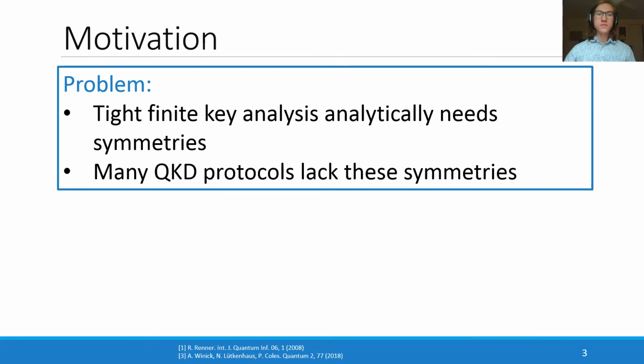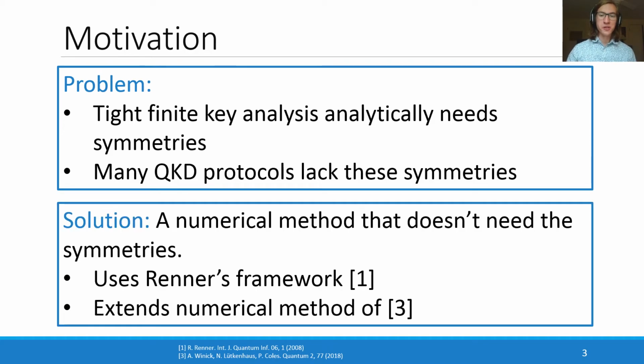So the problem is that to determine tight finite key using analytic methods, you need certain symmetries. However, most QKD protocols lack these symmetries either inherently or because when you implement them in real life, some problem with the actual implementation destroys these perfect symmetries. Our solution is a numerical method that doesn't need these symmetries. It uses Renner's framework for finite size effects, and it extends the numerical method for tight asymptotic key rates to the finite regime.